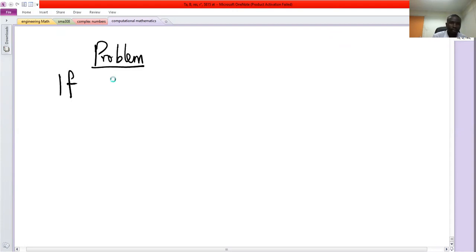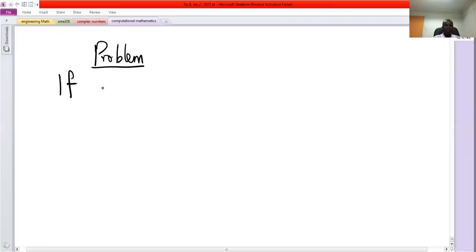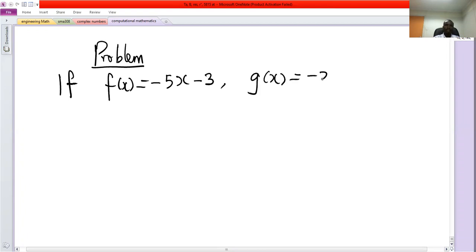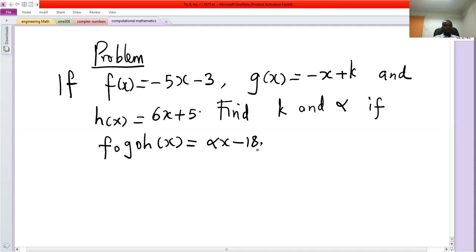If f of x is given by minus 5x minus 3, g of x is given by minus x plus k, and h of x is given by 6x plus 5, find k and alpha if f composed with g composed with h gives you alpha x minus 18.